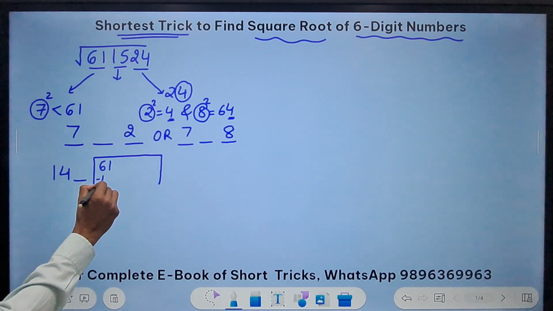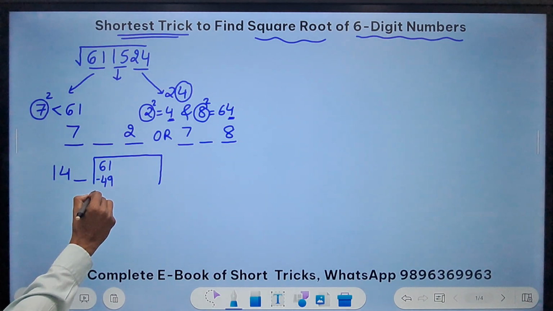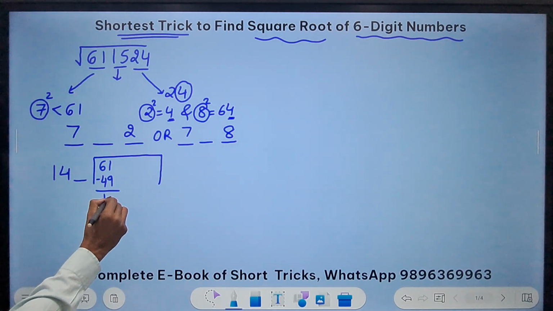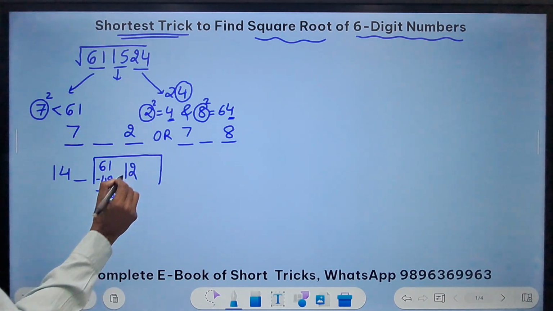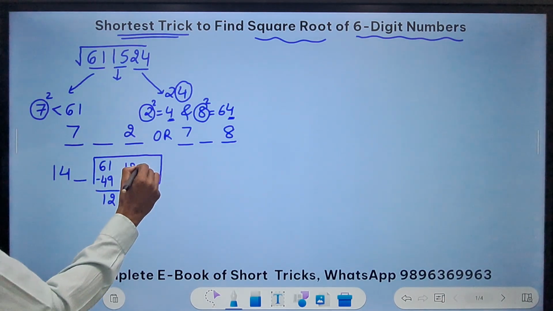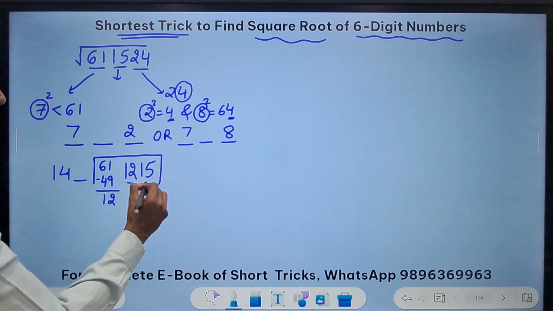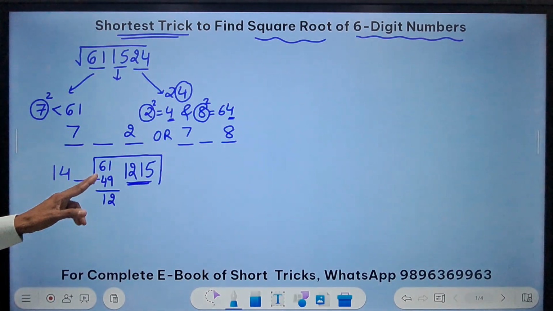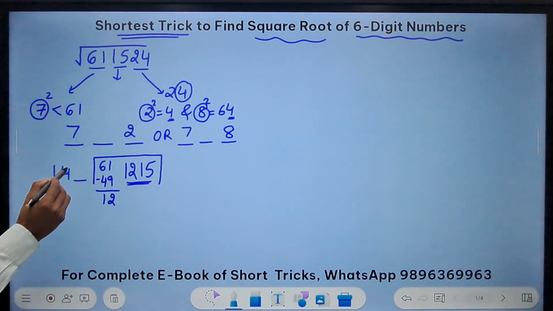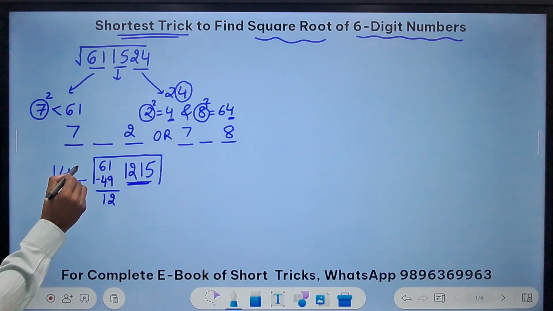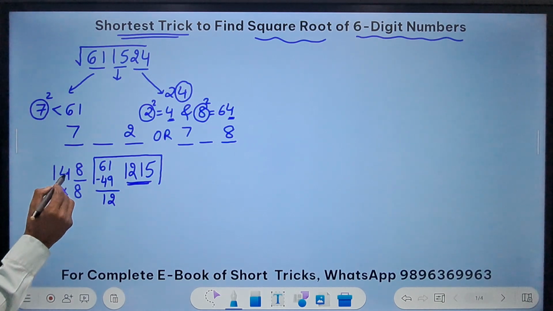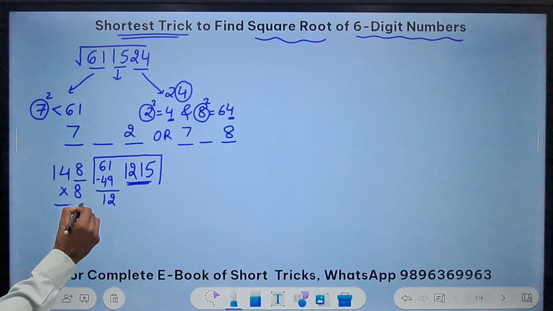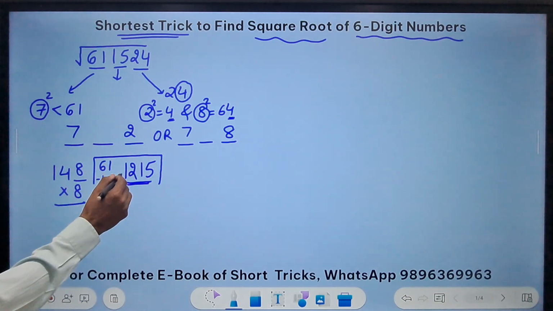So I will subtract 49 from this, and what will I get? I'll get a 12. Now this 12 followed by the second pair 15. This is the number I required: 1, 2, 1, 5. And now I have to select a digit here which, when multiplied by the same digit, so 148 times 8, should get me closest to 1215.